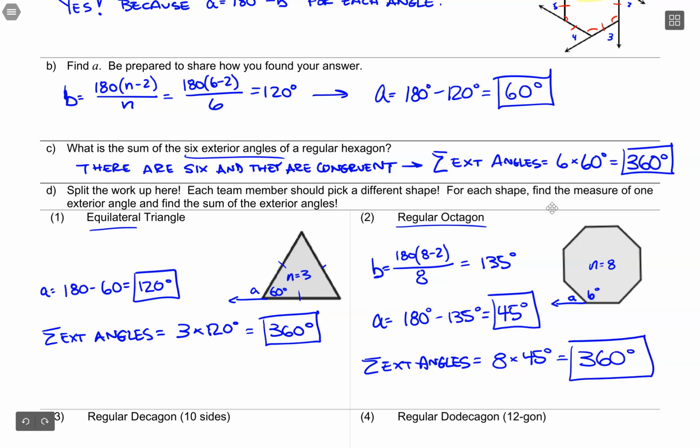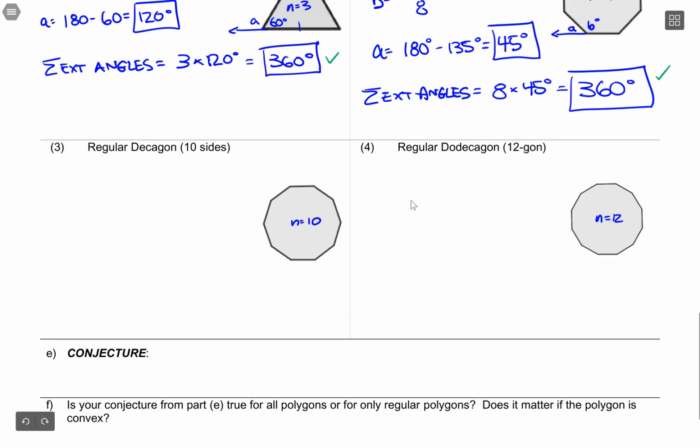Well, that's interesting. That number has shown up now multiple times. We've seen it here, we've seen it here, we've seen it here. So I'm starting to see a pattern emerge. Let's jump down to the regular decagon. Okay, and again, for each of these, I'm calling B the interior angle and A the exterior angle. B is equal to 180 times n minus 2, all divided by n.